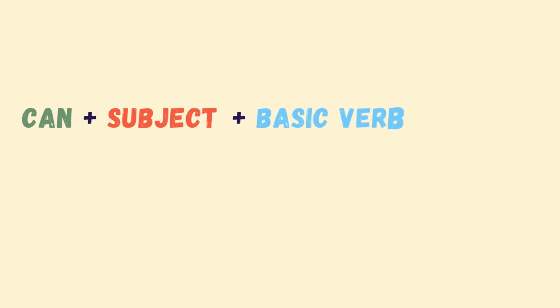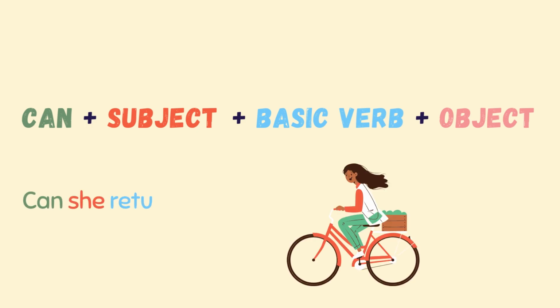This is the form we use for asking questions with can. We start with can plus the subject plus a basic verb plus an object. For example, can she return my bike?